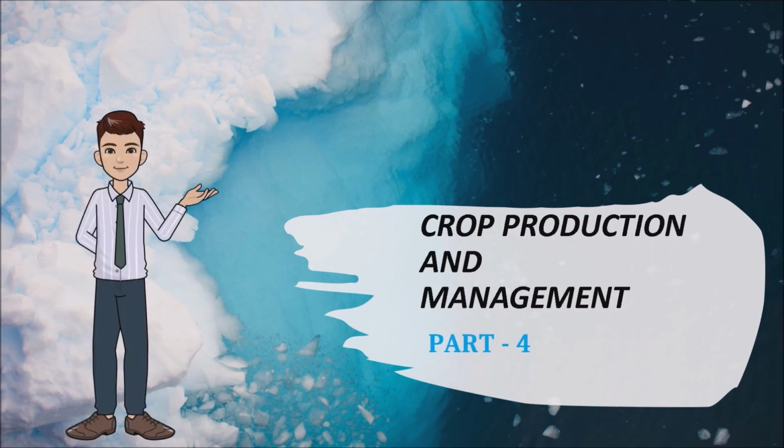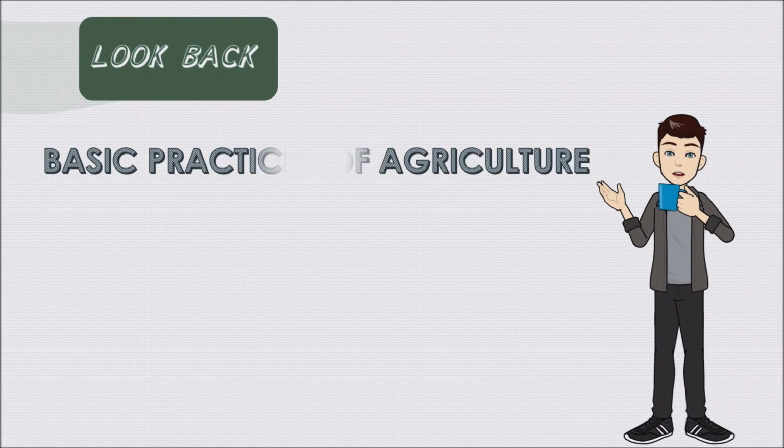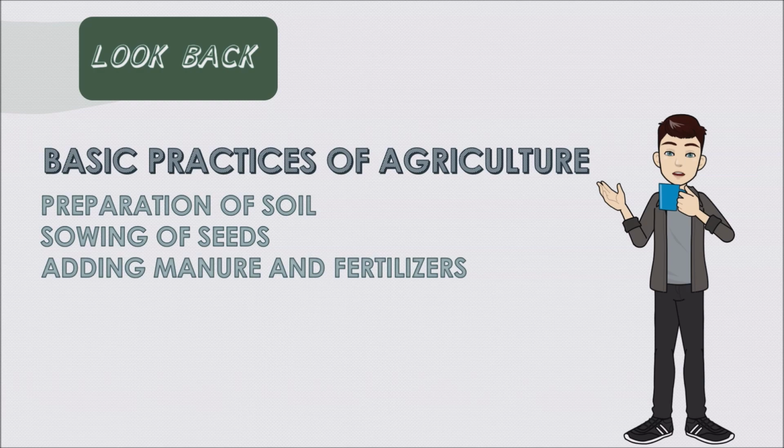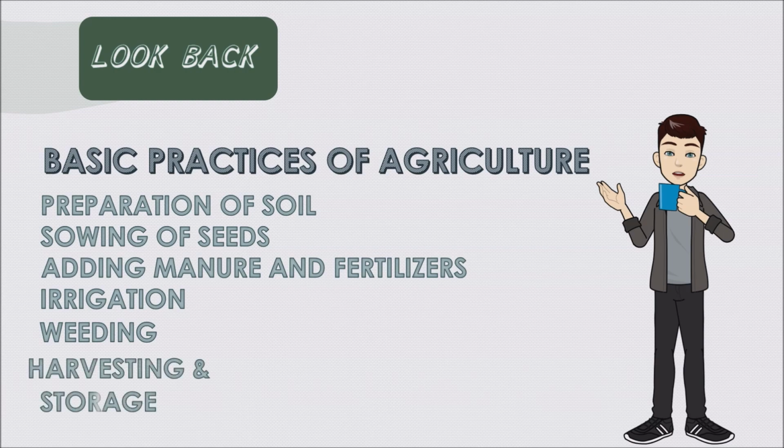Children, do you remember what you studied in the previous class? In the previous class, we studied about the basic practices of agriculture. That includes preparation of soil, sowing of seeds, adding manure and fertilizers, irrigation, weeding, harvesting and storage.